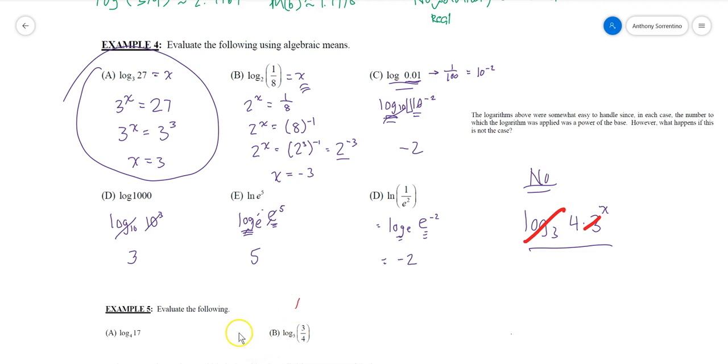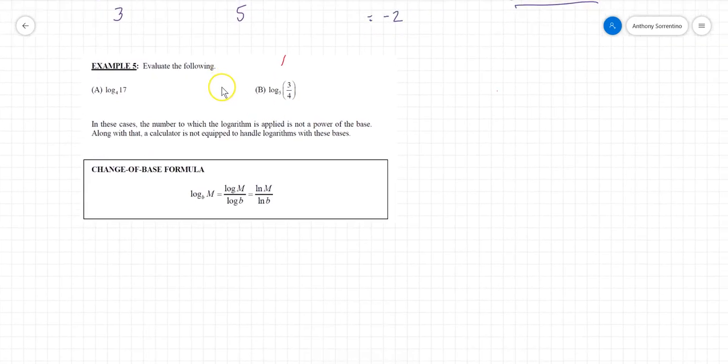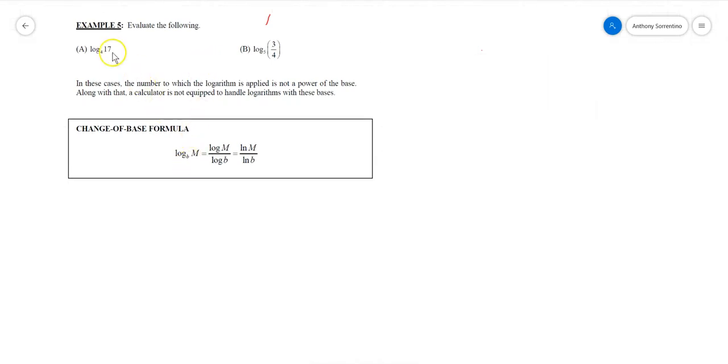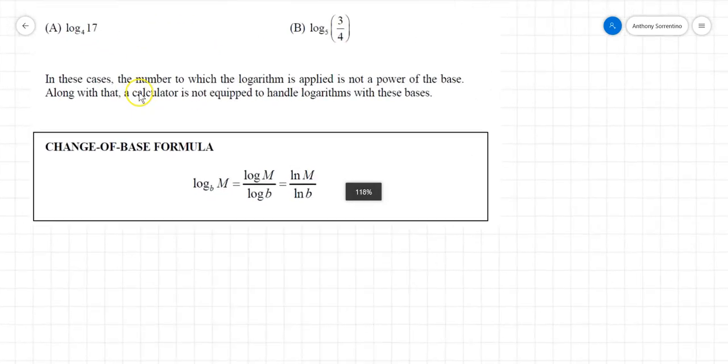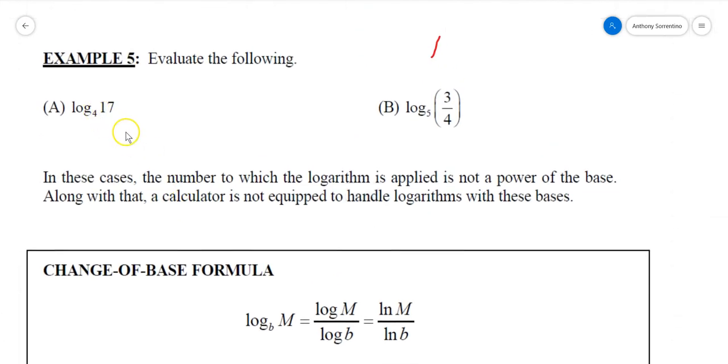Now, when you get to these questions down here, obviously it's a bit of a problem. 17 is not a perfect power of 4. 3/4 is not an integer power of 5. There's nothing I can raise 5 to that comes to 0.75, so what do I do with these cases? As I mentioned before, if you have that log base formula or command on your calculator, you could use that, and it will come up with these answers beautifully.